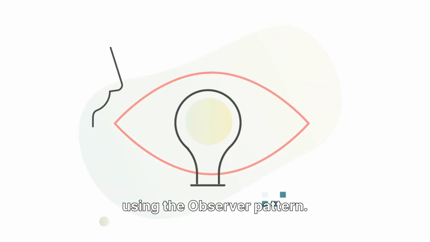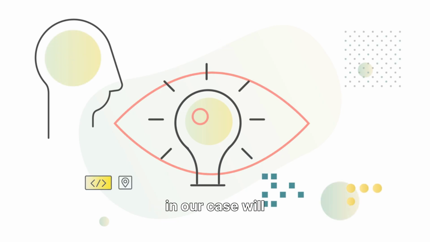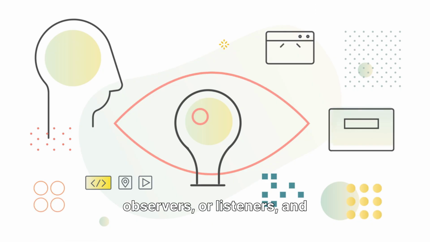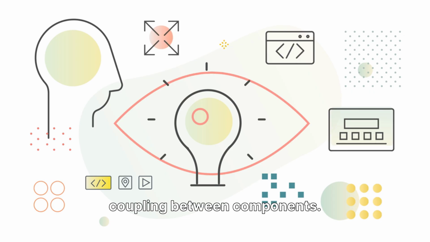Now, let's build our own custom event system using the observer pattern. This fundamental design pattern involves a subject, which in our case will be our event manager, maintaining a list of observers or listeners and notifying them of any state changes or events that occur. This pattern ensures loose coupling between components.